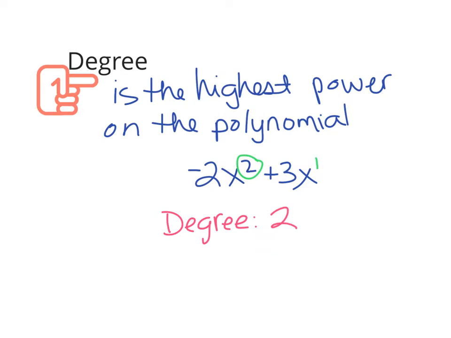Now what we're going to be moving into next is how some of these polynomials have special names, which is what classifying them is all about. Some of these polynomials have special names when they have a certain degree or a certain number of terms. So that's what we're going to move into next.